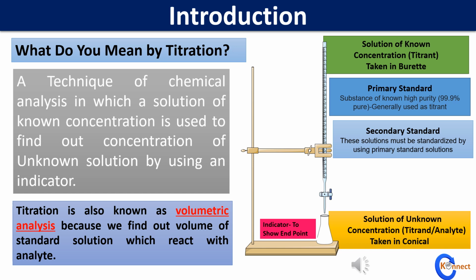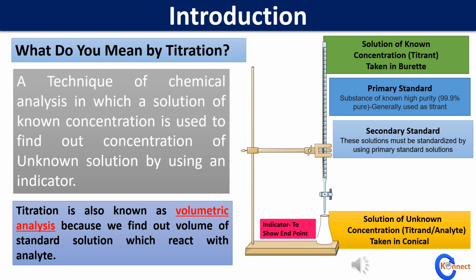Now the first question is, what is titration? Titration is a technique of chemical analysis in which a solution of known concentration is used to find out the concentration of an unknown solution by using an indicator. Generally, in titrations, we add a solution of known concentration from a burette to the solution of unknown concentration and allow them to react completely. Once the titration is completed, we stop adding the solution of known concentration from the burette. The point when the reaction gets completed is called the end point.